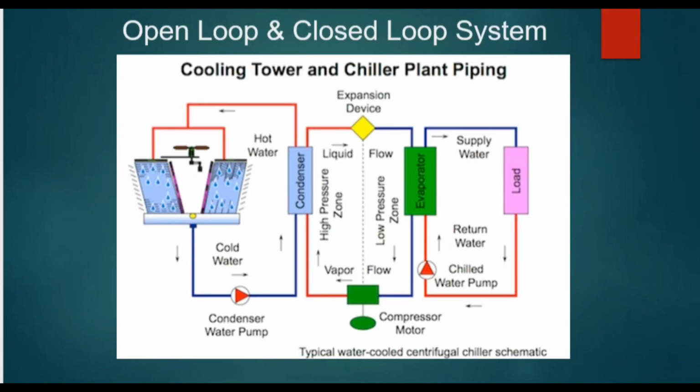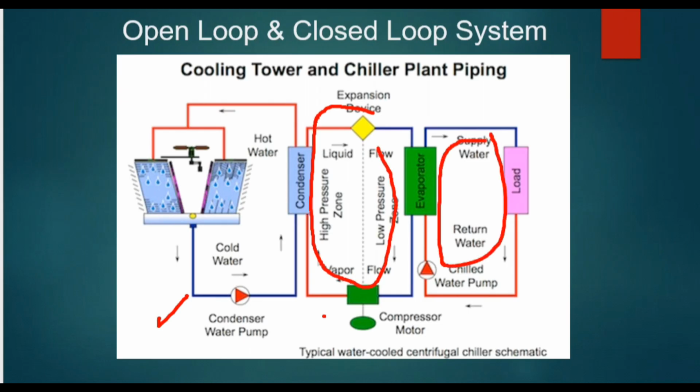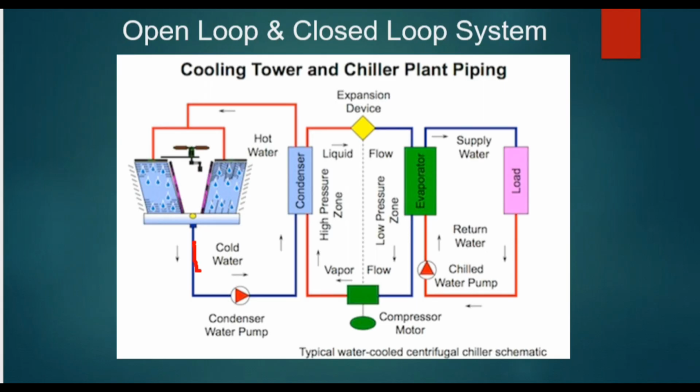Let's start the video. First we need to understand what an open loop and a closed loop system is. We will divide this image into three sets. This is the first set, the cooling tower side, this full setup is the chiller arrangement, and the third setup is the building side. First we will see the water from the cooling tower. Here the cooled water from the cooling tower enters the chiller. In the condenser of the chiller there will be a heat transfer. After that the hot water will go back to the cooling tower again. So this system is called an open loop system.